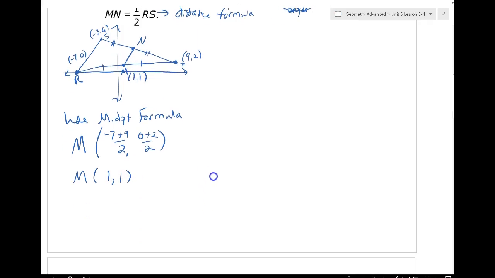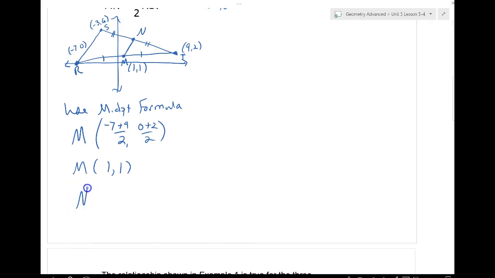All right, I got to use the midpoint formula to find point N. So we're going to use point N here. I'm going to use 9, 2, and -3, 6. So I got here -3 plus 9 over 2, and I got 6 plus 2 over 2. All right, so my ordered pair for that one is going to be at about 3 what? 3, 4.